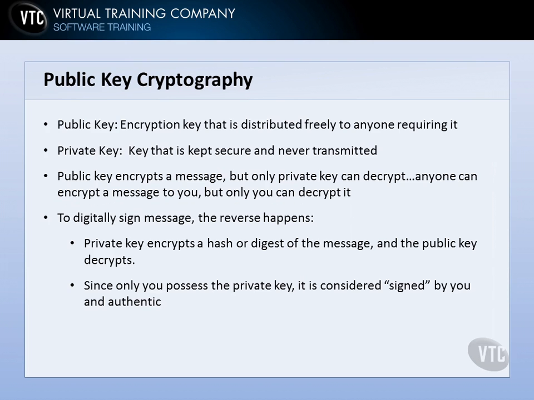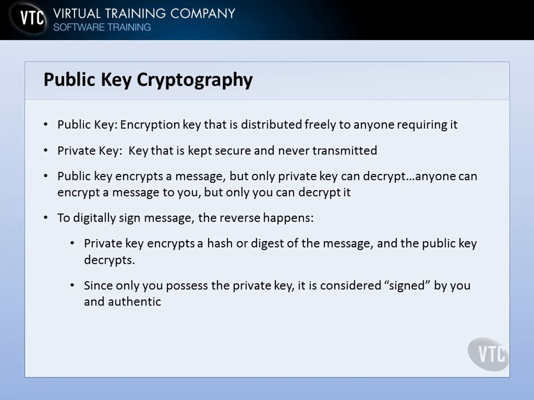So let's go a little bit more into public key cryptography here. The public key, as a reminder, is the encryption key that is distributed freely to anyone requiring it. You don't have to worry about distributing this key. You can send it to anyone you like. It does not have to be sent securely. In fact, it can be downloaded from a centralized store on the internet. The private key, on the other hand, is the key that you keep secure and confidential, and you never give that to anyone. You never transmit that to anyone at all.